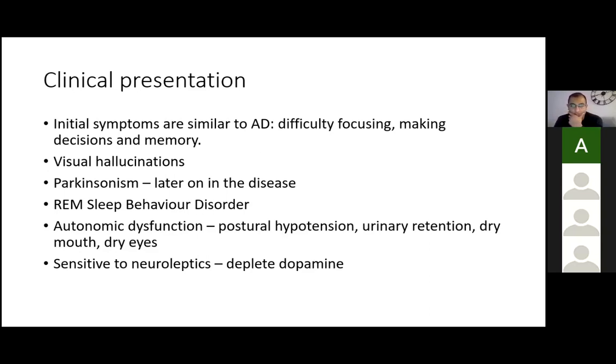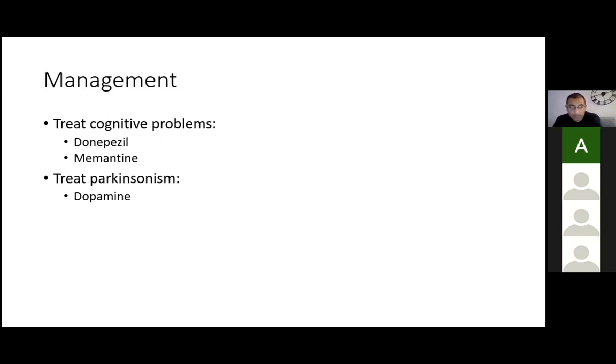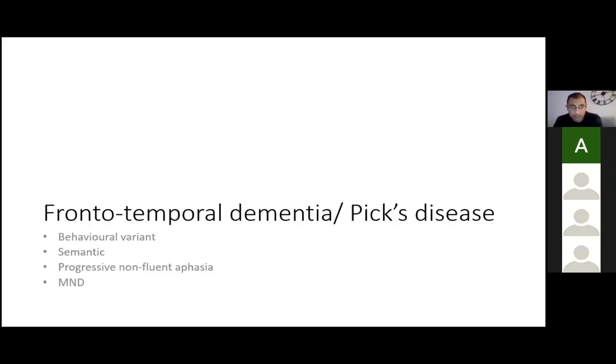Clinical presentation, again, it's similar to Alzheimer's disease, but the key thing here is visual hallucinations. They get visual hallucinations in Lewy body dementia. They can later on develop Parkinsonism. They can get REM sleep behavior disorders where they act out their dreams, and autonomic dysfunction. And again, these patients are sensitive to neuroleptics. So management, again, is similar to Alzheimer's disease, and then you can use levodopa to treat the Parkinsonism later on.